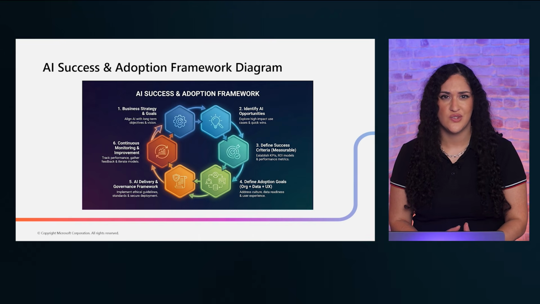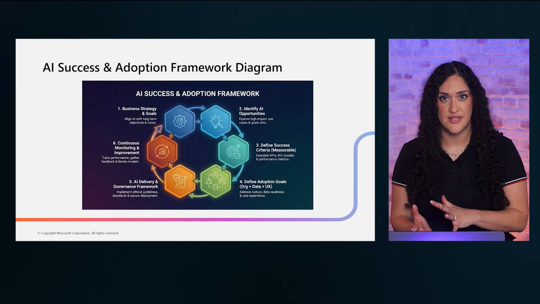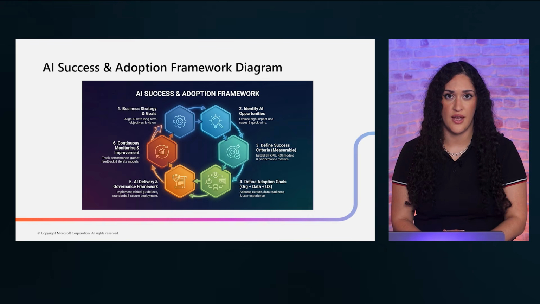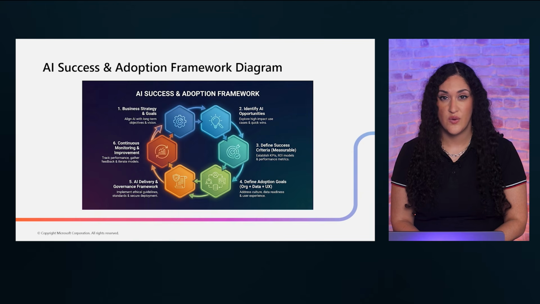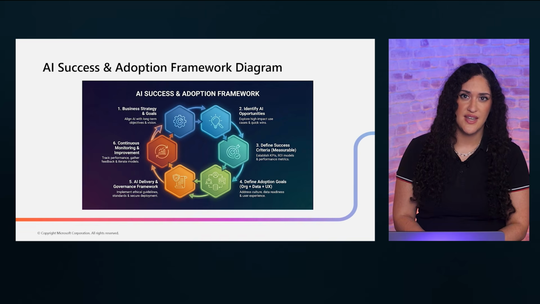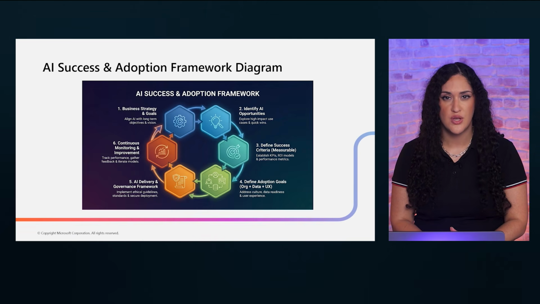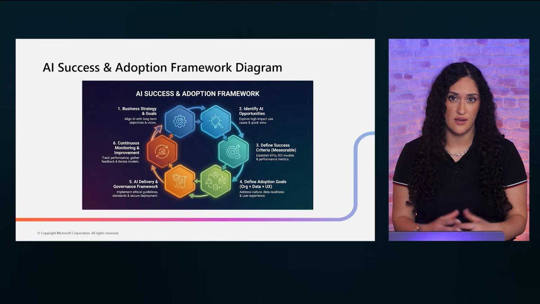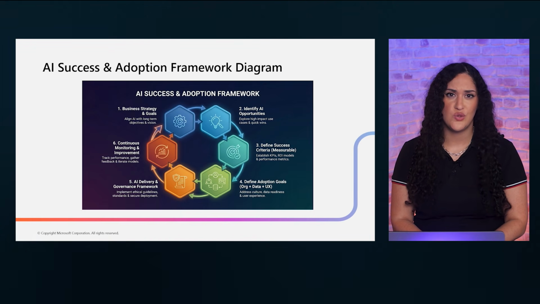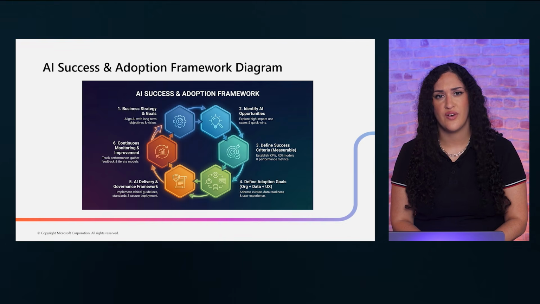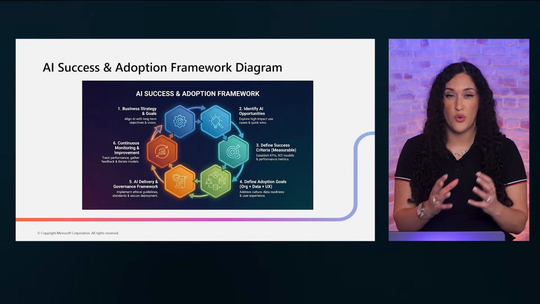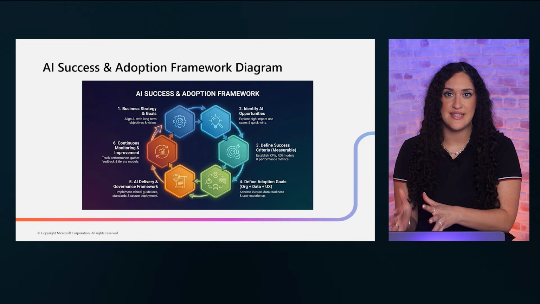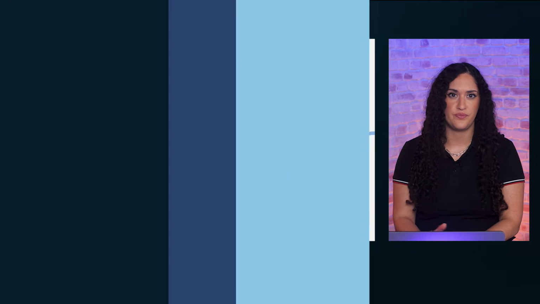Here you can see how success criteria, adoption goals, readiness dimension, and governance all interconnect. No single element works in isolation. Your success criteria inform what adoption goals to prioritize. Your readiness assessments reveal what gaps to close, and your governance framework ensures everything operates responsibly as you scale. Use this as a reference when planning your AI initiatives. It provides the structure needed to move from a promising idea to a measurable and scalable business solution.